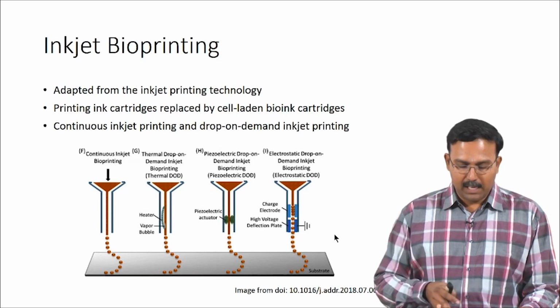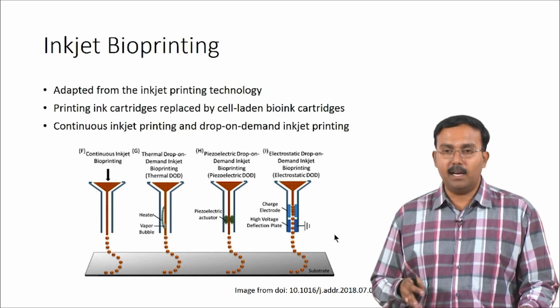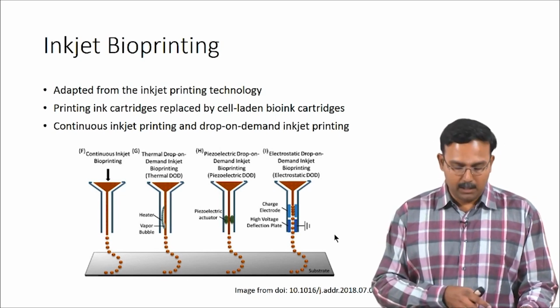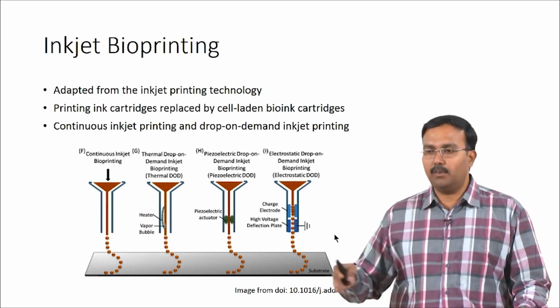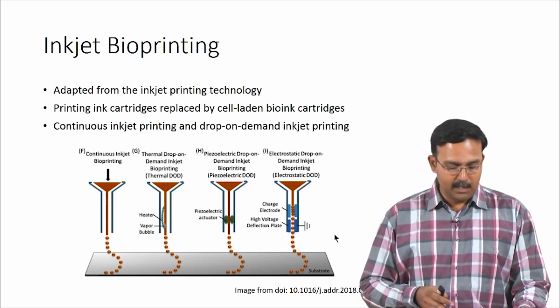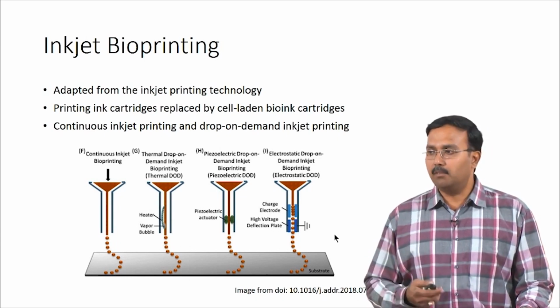These can be classified as two things: one is continuous inkjet printing and the other is drop on demand inkjet printing. In continuous inkjet printing your drops will be continuously formed, whereas in drop on demand, depending on the stimuli which is being given, you will have drops being formed.